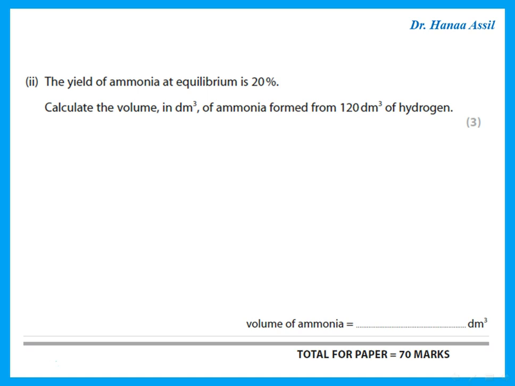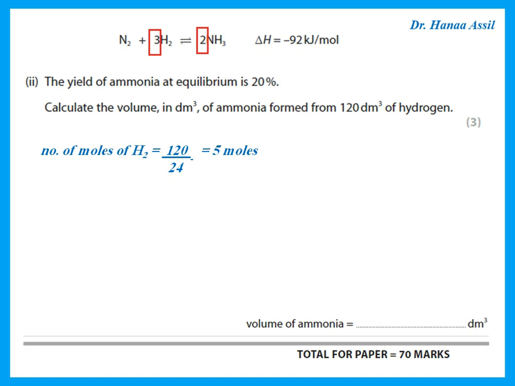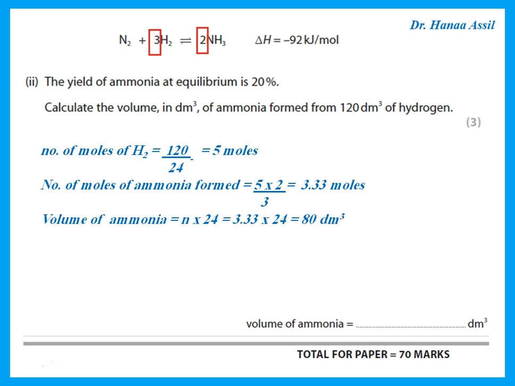Okay, last question. The yield of ammonia at equilibrium is 20%. Calculate the volume of ammonia formed. So we need to get the number of moles of ammonia. Looking at the equation, what do we see? 3 moles of hydrogen gives 2 moles of ammonia. So this 5 moles of hydrogen will give how much? So 3 gives 2. So 5 will give how much? And that means we have number of moles of ammonia is 3.33. Then I can get the volume of ammonia. It's the number of moles times 24.